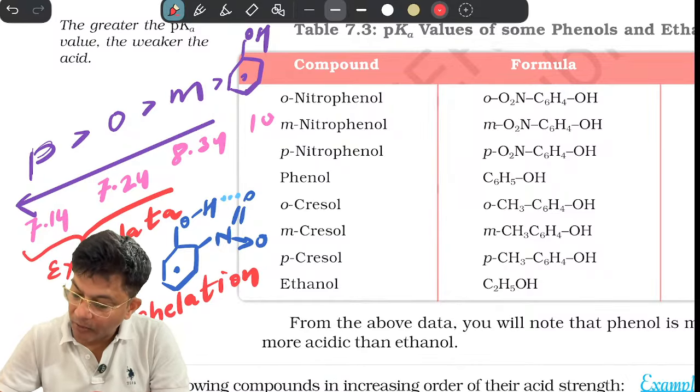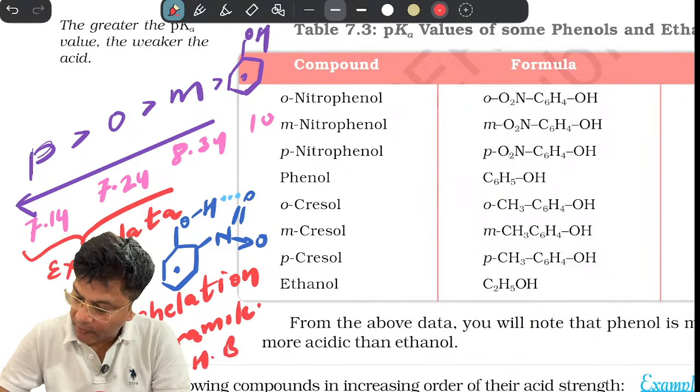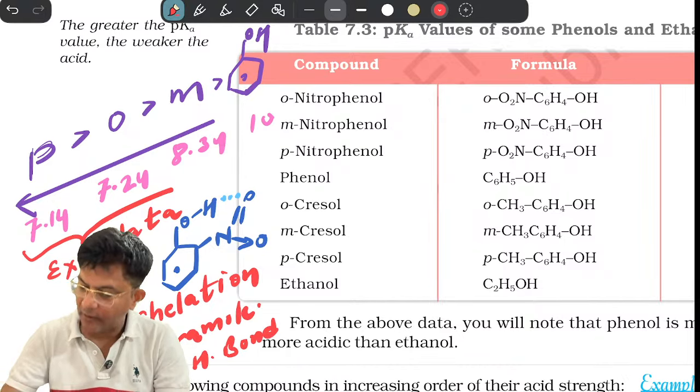Intramolecular hydrogen bonding. I hope everyone got it. Everyone got it: intramolecular hydrogen bonding.